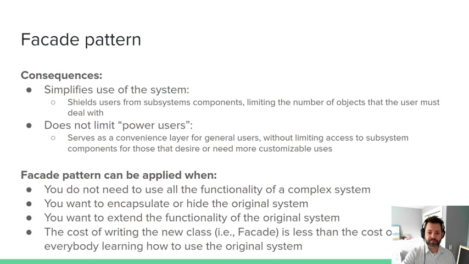So when do we apply this pattern? You can apply it when you don't need all the functionality, so I'm going to have one general call or multiple general calls that give me whatever interaction I need. Maybe we want to hide the internal system. Again, not necessarily private or protected, it's not a requirement of this pattern, but the user doesn't need to know everything that's happening behind the scenes.